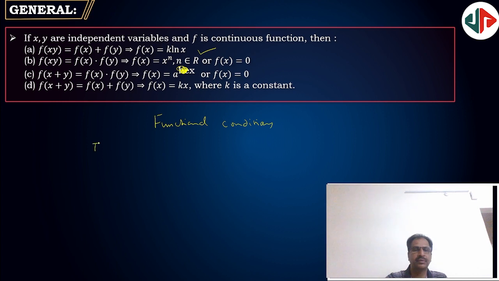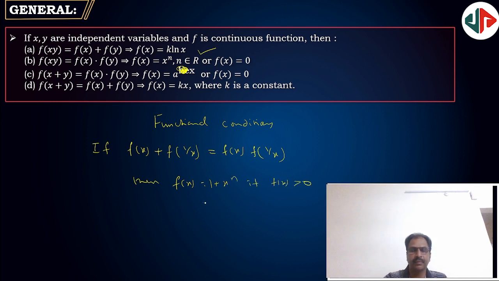And we have one more. This is a very important functional equation. If f of x plus f of 1 by x is equal to f of x into f of 1 by x, then f of x is 1 plus x power n if f of x is positive, and 1 minus x power n if f of x is less than n. This is also a very important functional equation.